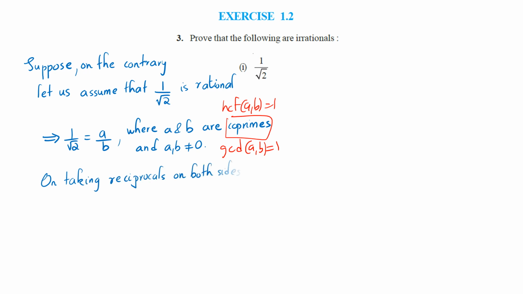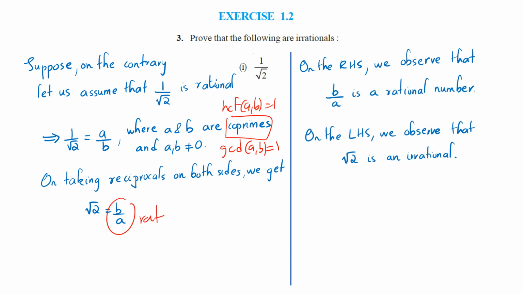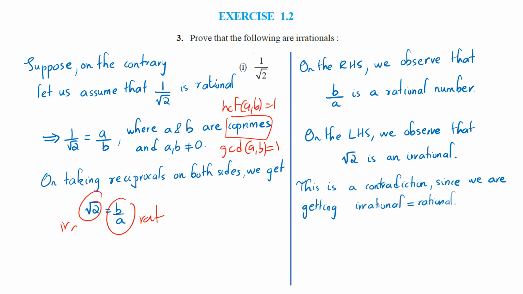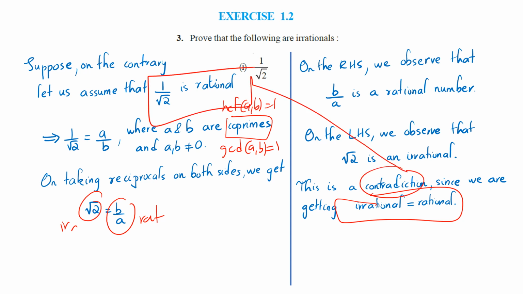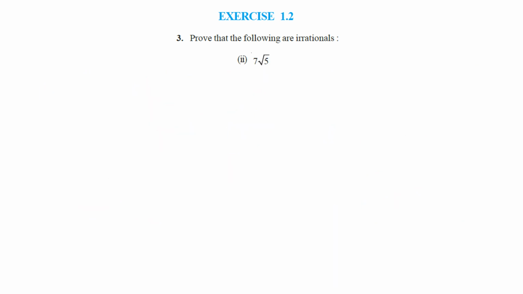Now on taking reciprocals, we get root 2 is equal to b by a. We just flipped the equation. Now once again, on the right hand side we observe that this is rational, but on the left hand side we observe that this is irrational. Oh boy, we have a contradiction. So why is this a contradiction? Because we assumed something which is wrong. So therefore root 2 has to be an irrational number.